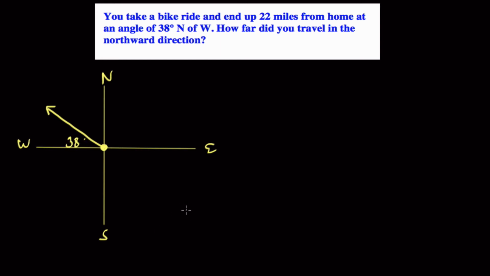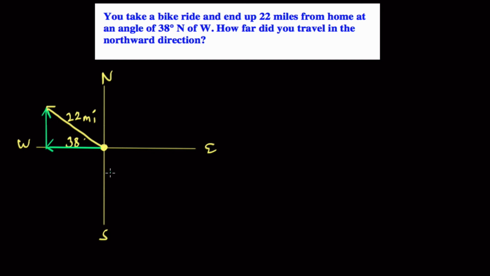That's 38 degrees north of west. So that's the first thing you have to get right. It's really the hardest thing to get right here. And the magnitude of your displacement is 22 miles. So once you get this far, it's not hard to get the rest of this right. You want to know how far did you travel in the northward direction. So this here is going to be your unknown.